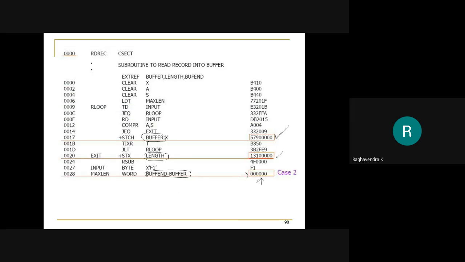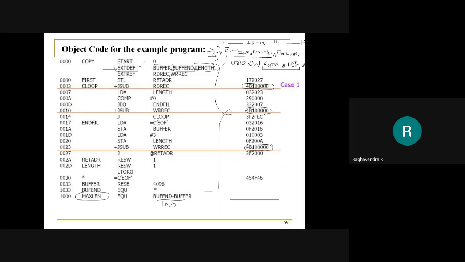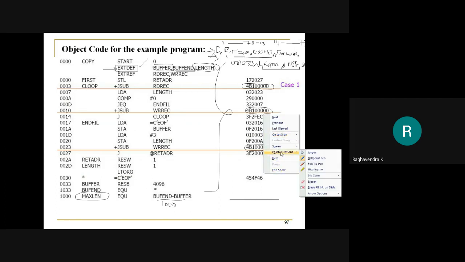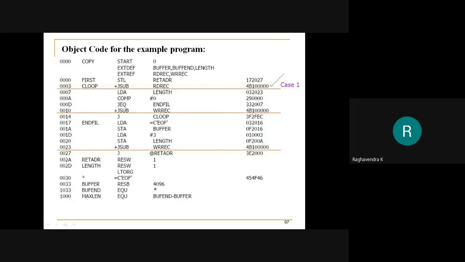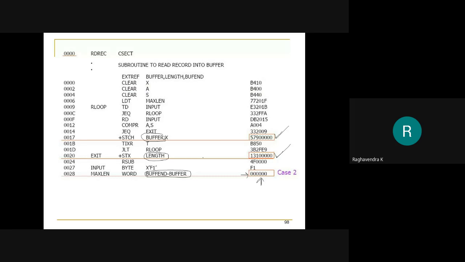This one will also have a modification record in a similar way that I mentioned. This one also has a modification record. This one also, this one also. Okay, but look at a particular case here, which is this one. Here I did not know both the values. Buffend also I did not know, buffer also I did not know. So I just put 0 here. Now for both of them I need to generate a modification record.